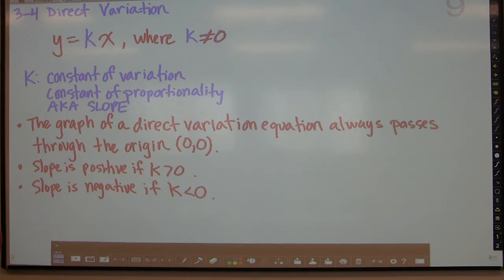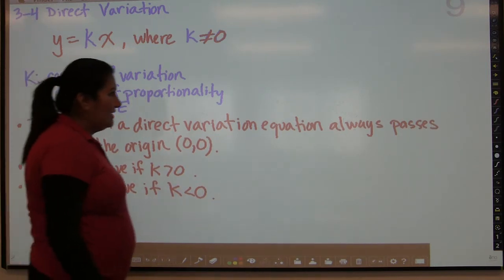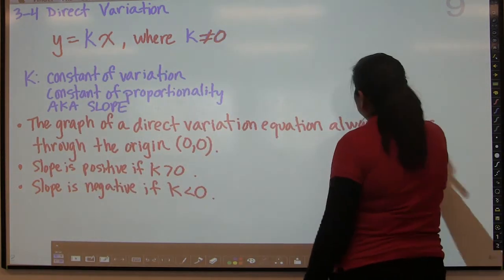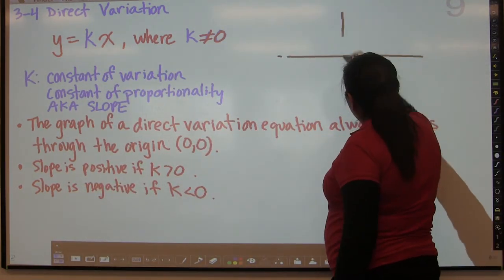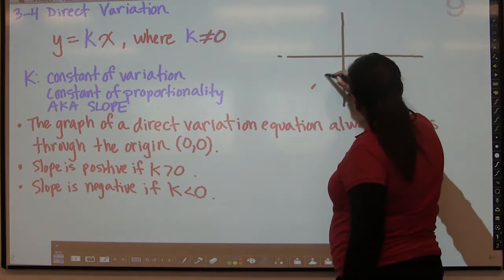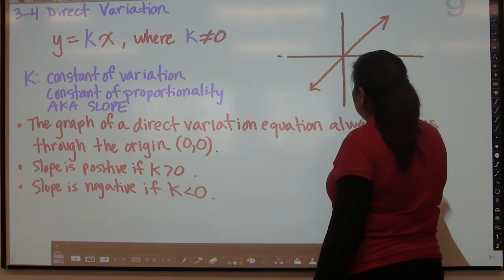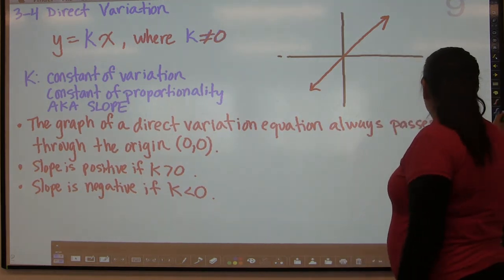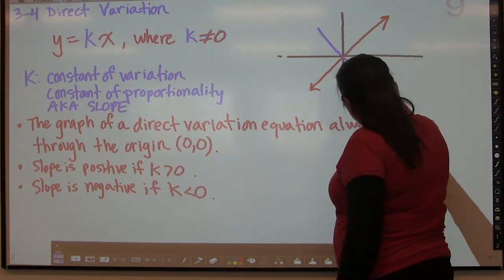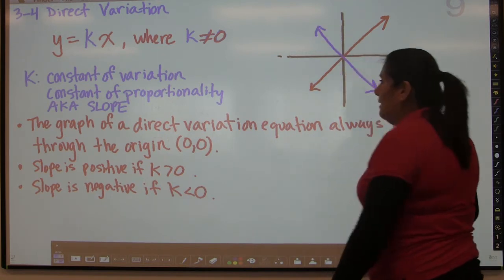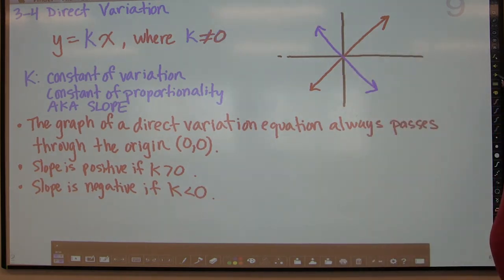A couple of other characteristics. The graph of a direct variation equation always passes through the origin. If the slope is positive, then k is greater than 0. Slope is negative if k is less than 0. I didn't draw a direct variation for you, but I can do that very quickly. Again, direct variation always passes through the origin like this. That would be a direct variation with a positive slope, and this would be a direct variation with a negative slope.